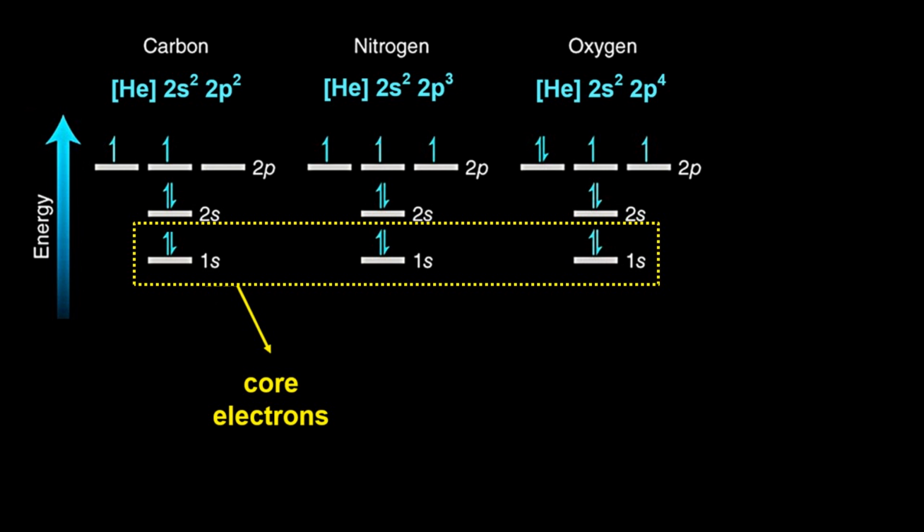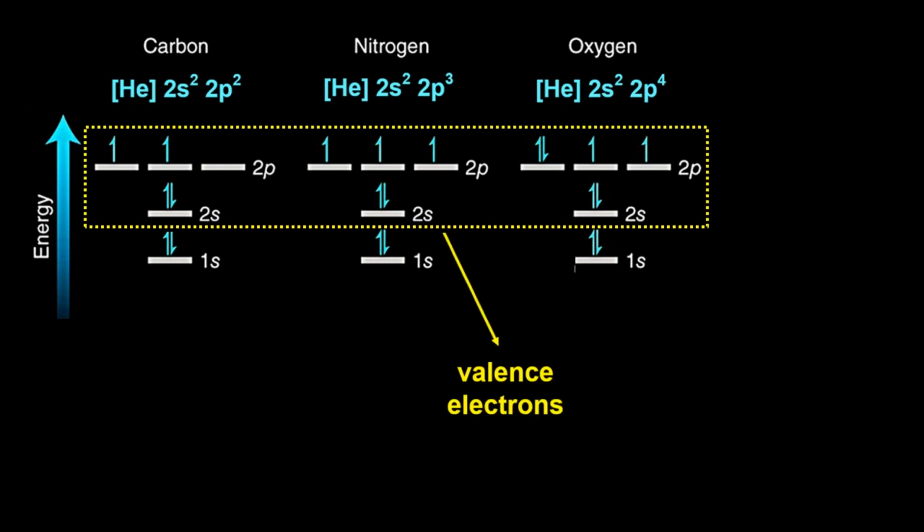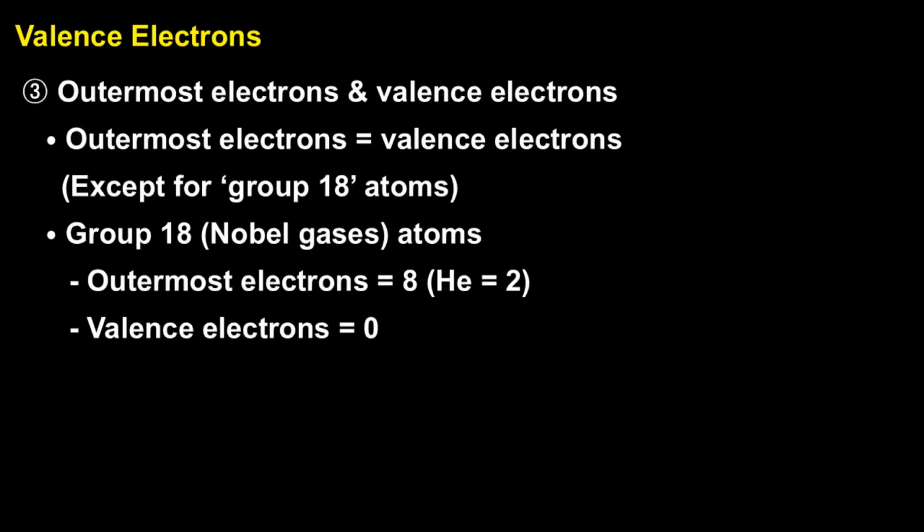Let's take a look at the electron configurations of carbon, nitrogen, and oxygen. In each case, the two electrons in the 1s orbital are called core electrons. That's because they're in the inner shell and don't take part in chemical reactions. On the other hand, the electrons in the 2s and 2p orbitals are part of the outermost shell. These are your valence electrons, and they're the ones that can form bonds or jump into reactions. They're at the front line of chemical behavior.